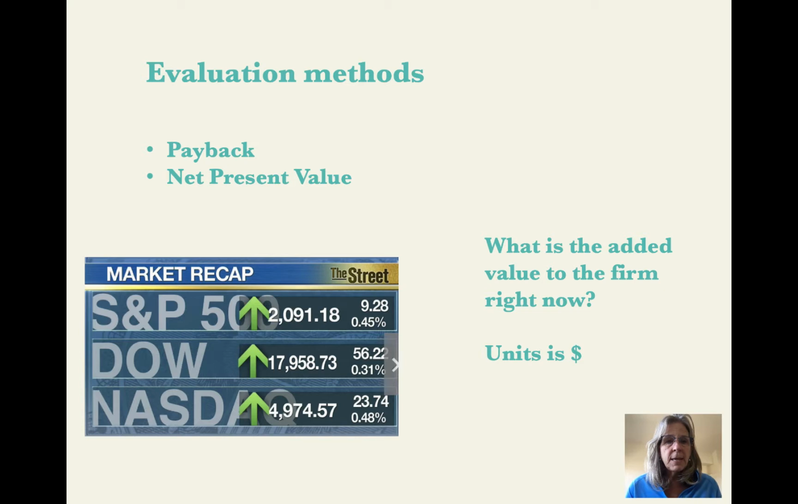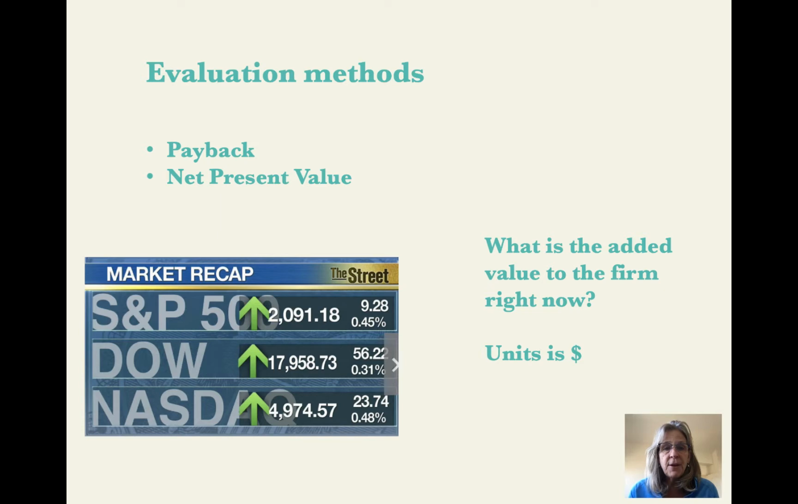The next method is the net present value, and this particular method is the best method to use, and it's what most sophisticated companies use when they're evaluating investments. The question they're trying to ask is, what is the added value to the firm right now if we do this project? If you remember, we talked about the stock market and how it anticipates what companies are doing or what markets are doing.